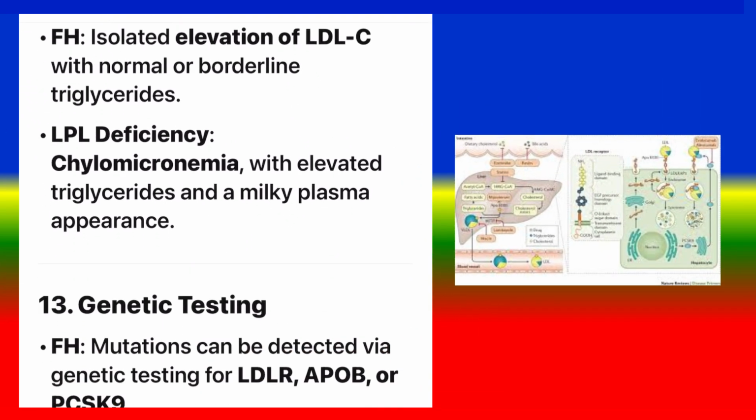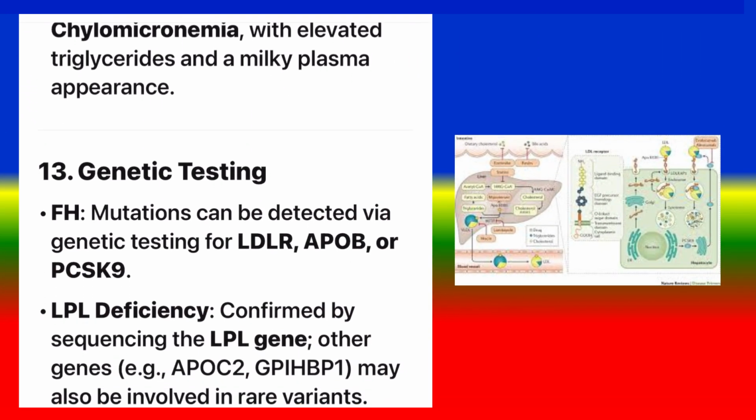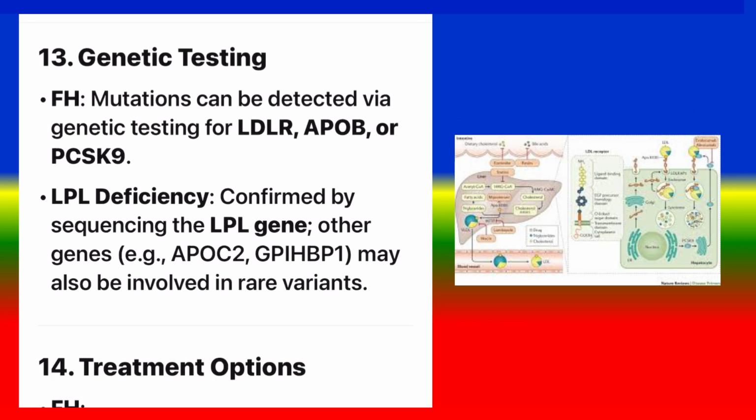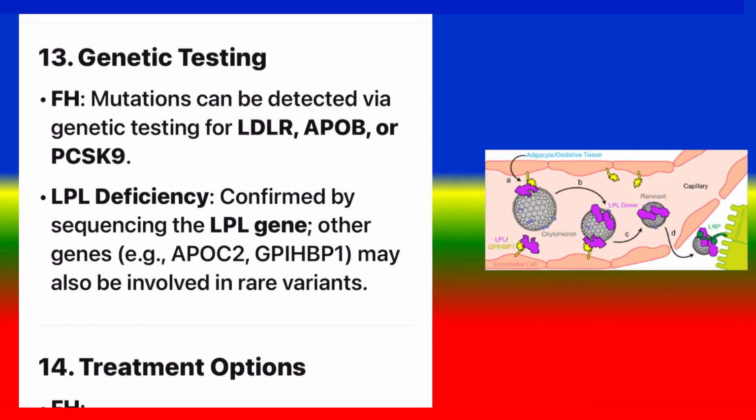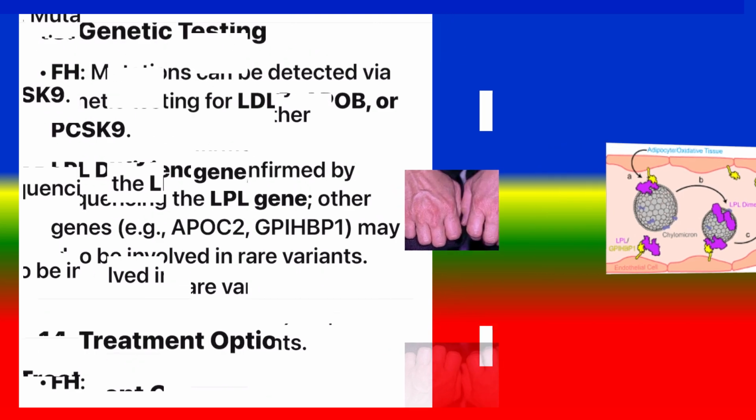13. Genetic testing. FH, mutations can be detected via genetic testing for LDLR or PCSK9. LPL deficiency, confirmed by sequencing the LPL gene. Other genes, e.g. APOC2, GPIHBP1, may also be involved in rare variants.